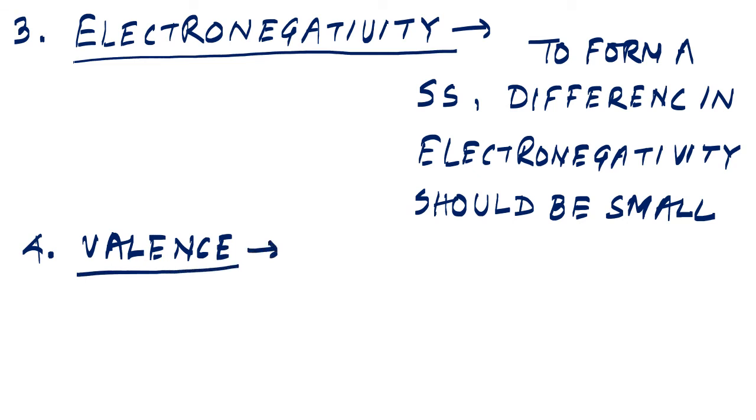Okay. Now, if all the other factors are maintained, a metal will have more of a tendency to dissolve another metal of higher valency than one of lower valency. So what does it mean? It means a higher valency for an atom is more preferable. So what does it mean?